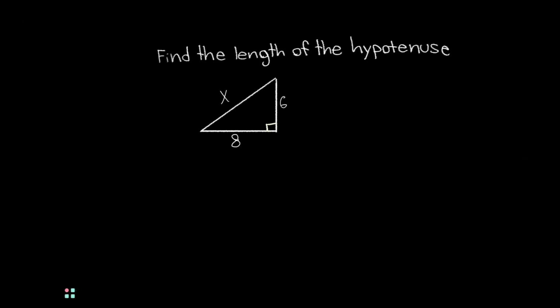In this example, we are asked to find the length of the hypotenuse. Whenever I begin a problem, I always write down what I know and what I want to know. So we know the lengths of the legs. Let's set A equal to 6 and B equal to 8. Finally, we want to know the length of the hypotenuse. This will be C.